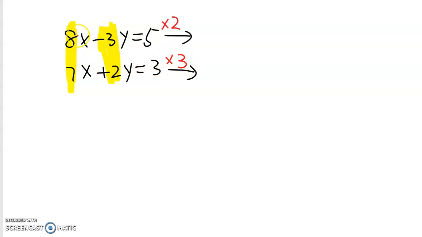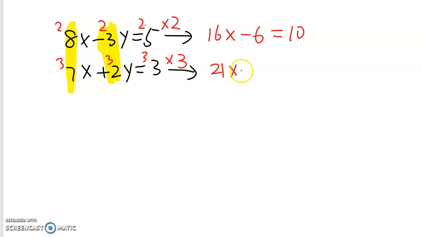When I multiply by 2 here and 2 there, that's going to change the numbers in front of x and y: 2 times 8 is 16, 2 times 3 is 6, and 2 times 5 is 10. If I multiply the second equation by 3, every number is multiplied by 3. Sorry, I missed the y here. And now, notice that after I do that, they're going to be opposite of each other. I can add the two equations to get rid of y.